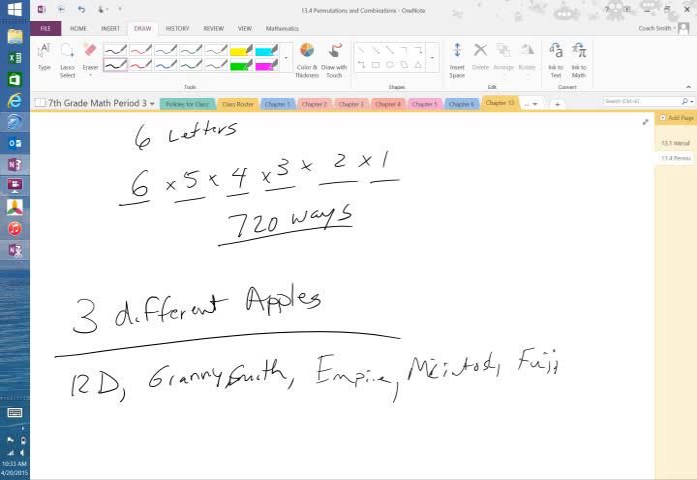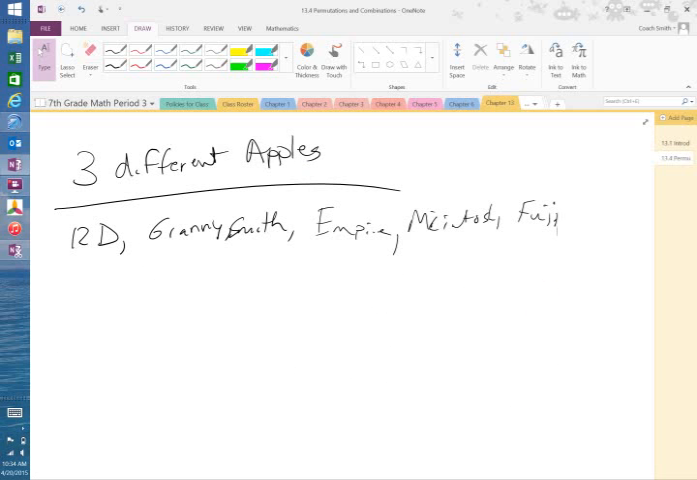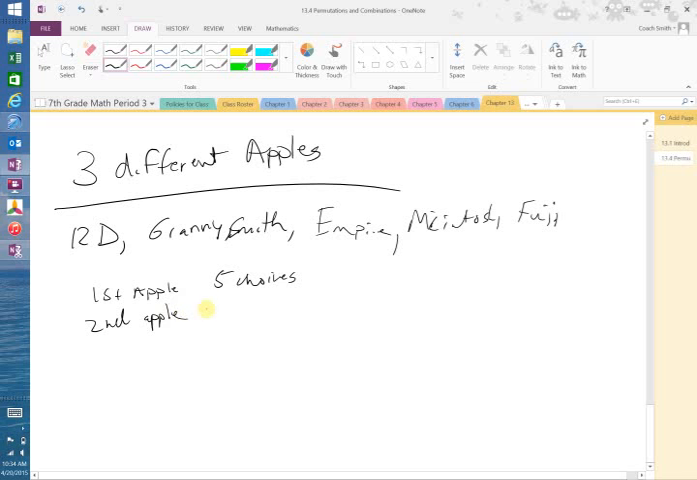It does not matter the order that you choose the 3. In other words, you don't have to choose a Red Delicious to be able to get the Granny Smith. You can get any of those. It doesn't matter. So for my first apple, there's going to be 5 choices. For the second apple, 4 choices. For the third apple, there's going to be 3 choices.